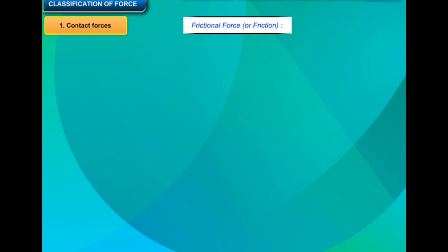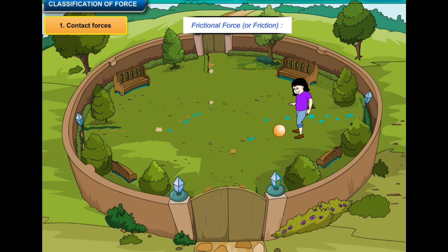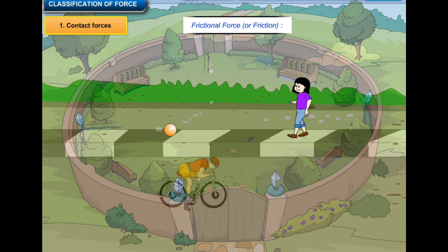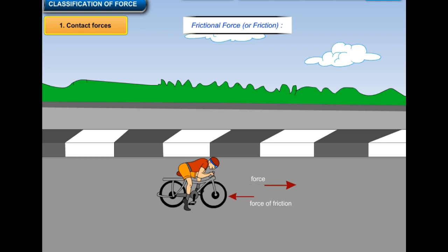Frictional force or friction. A ball rolling along the ground gradually slows down and finally comes to rest. We find no visible force appears to be acting on the ball, yet its speed gradually decreases and finally it comes to rest after some time. The force of friction between the surface of the ball and the ground opposes the motion of the ball and brings the moving ball to rest. Force of friction.